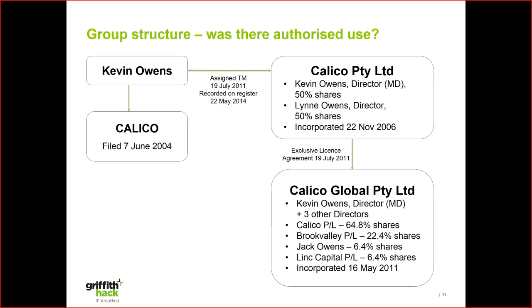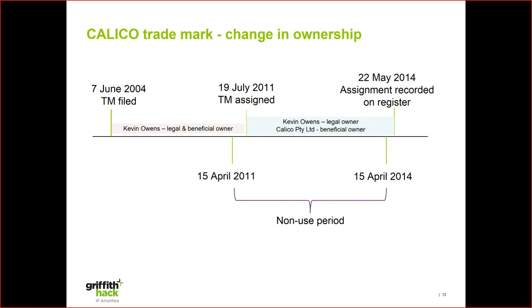Now, at that time, the trademark was assigned from Kevin Owens to Calico Pty Ltd, and then Calico Pty Ltd put in place an exclusive license to Calico Global. The register, though, wasn't updated. So on the trademarks register, it still had the trademark in the name of Kevin Owens, even though the beneficial owner was Calico Pty Ltd, and Calico Pty Ltd had been acting as an owner by putting in place an exclusive license agreement. So it's a little bit tricky then.